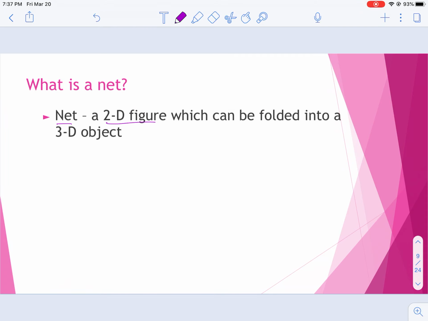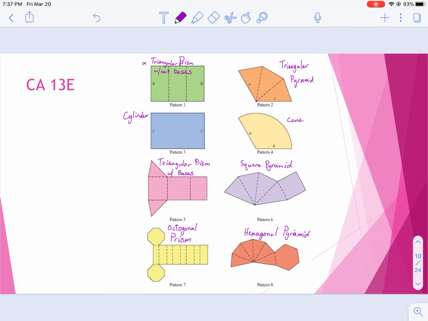And that is the idea of nets. So quick review, nets are just a two-dimensional figure that can be folded into a 3D object. So here's an example of 8 different nets.